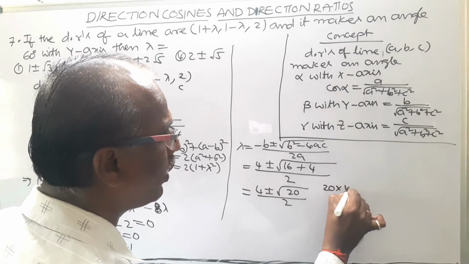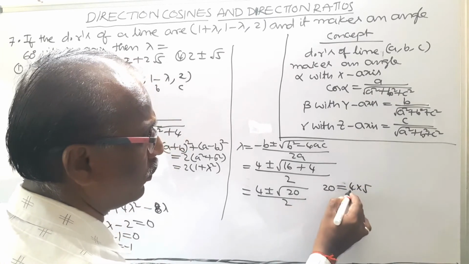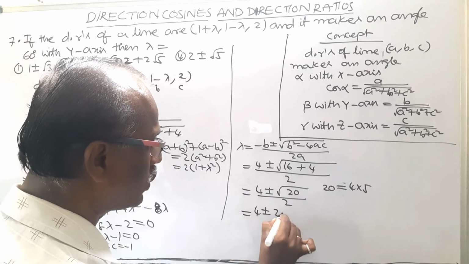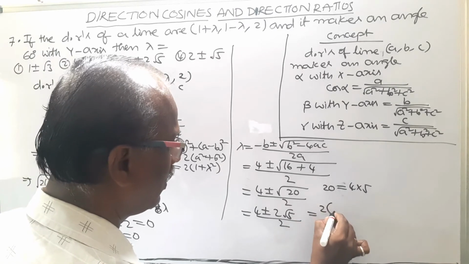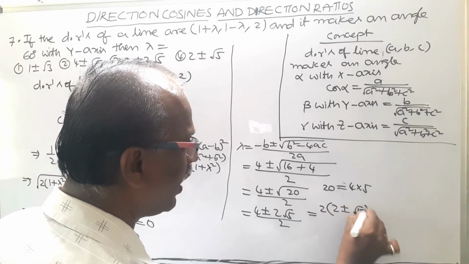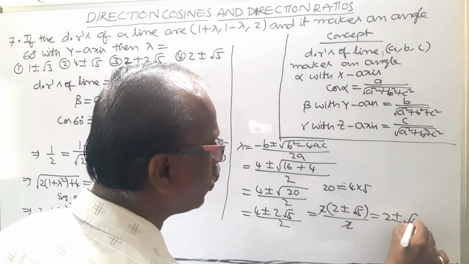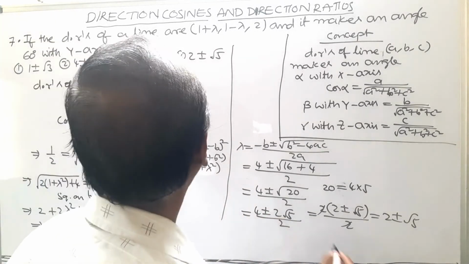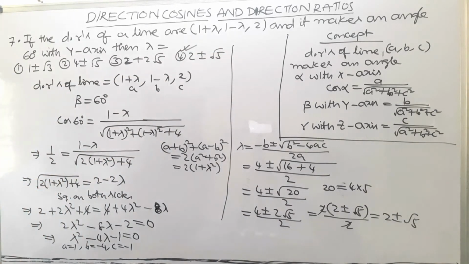20 is equal to 4 into 5. Square root of 4 into 5 is 2 root 5. So 4 plus or minus 2 root 5 by 2. Here 2 is common: 2 plus or minus root 5 by 2, the 2 gets cancelled, giving 2 plus or minus root 5. The lambda value is equal to 2 plus or minus root 5. So the fourth option is correct.